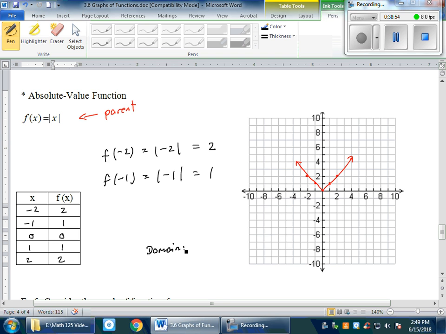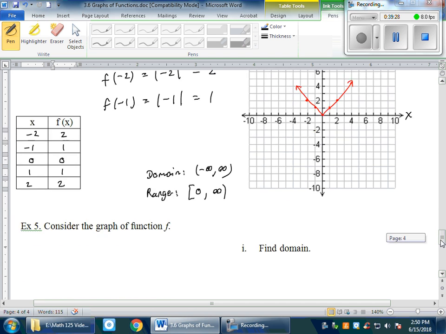The domain of this parent graph: notice that the graph is going to extend to the right-hand side and extend to the left-hand side, so it will be covering up the entire x-axis. So it will be negative infinity to positive infinity. My range: the graph only extends upward, not downward, not below the x-axis. So my lowest y value, my smallest y value, will be 0, and then it continues extending upward. So it will be positive infinity, and 0 is inclusive. That will be the range.